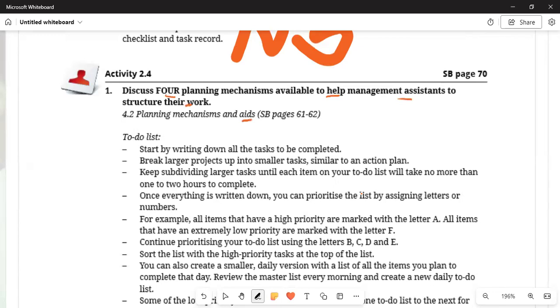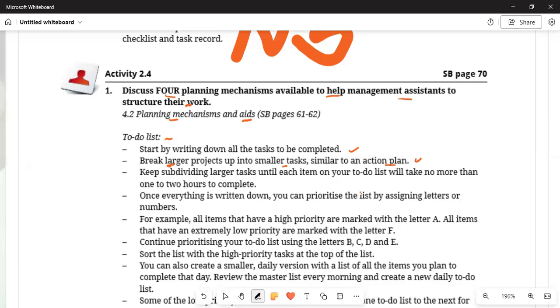So we have what we call a to-do list. It is expected that the management assistant ensures the flow of work takes place and the deadlines are met on time. Remember, you are the face of the company. Number 1, list all the tasks that you must complete. Number 2, break large projects into smaller tasks, similar to an action plan. You need to take action and execute your plan.